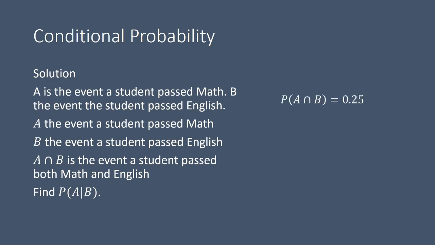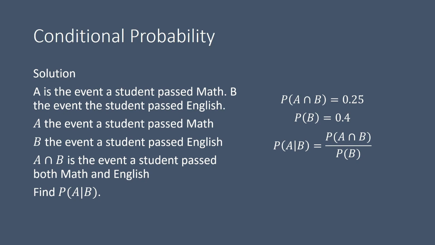So we are given that 25% of the class passed both math and English. So if 25% of the class passed both math and English, then if you were to select randomly a student from that population, the probability that the student you chose passed both math and English is 0.25. Again, 40% of the class passed English. So if you were to pick a student randomly from that class, the probability that he or she passed English is equal to 40% or 0.4.